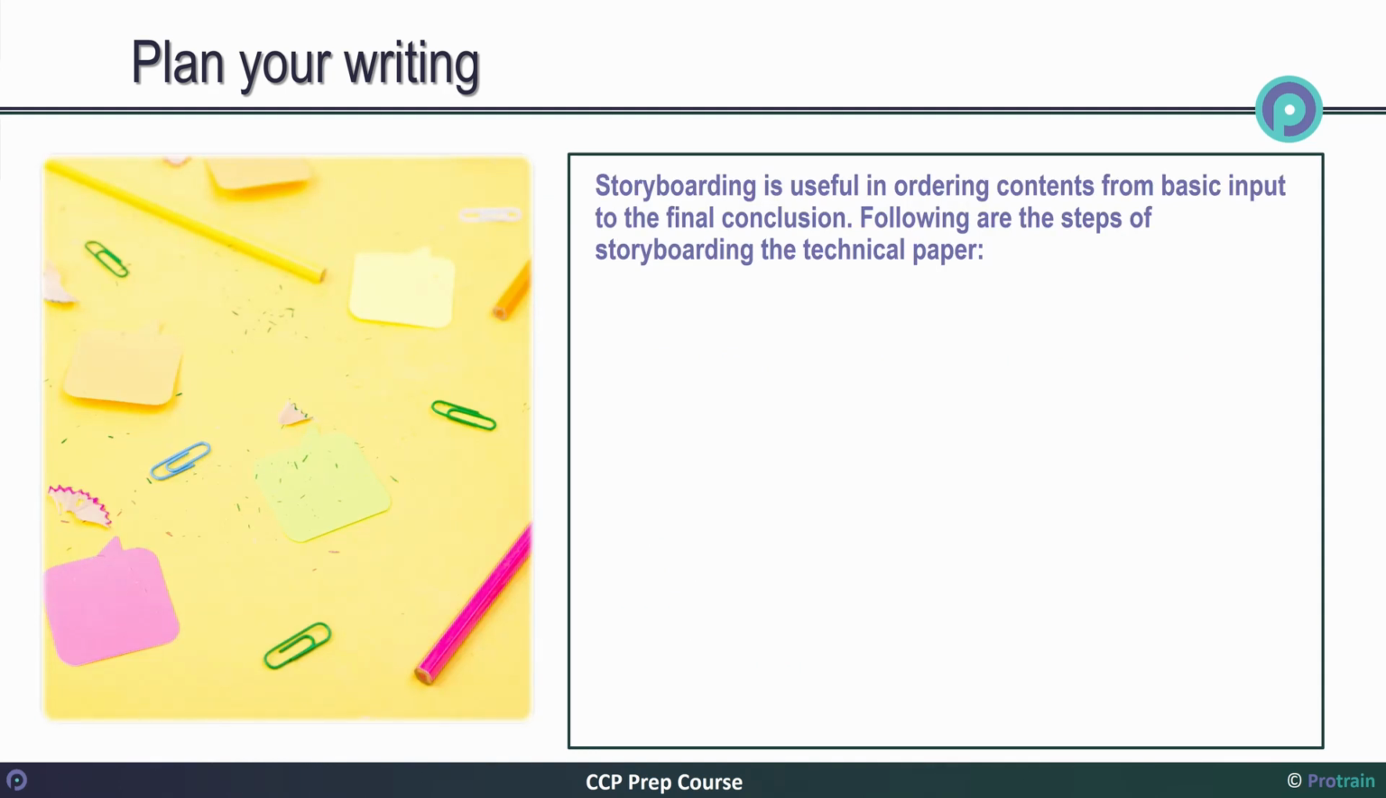One of the approaches for organizing your thoughts and the paper content is storyboarding. Storyboarding is the process of taking events or facts and placing them into an order that makes sense to the reader. This process is useful in ordering contents from basic input to the final conclusion. Storyboarding will help you generate a mental picture of the technical paper before you start to write.